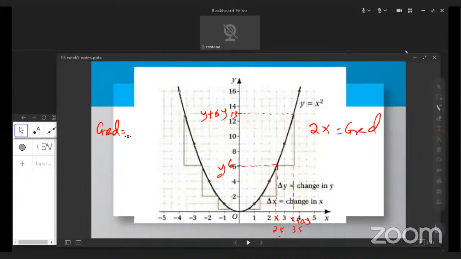The gradient is dy over dx, whereby I will get 13 minus 6 divided by 3.5 minus 2.5. And the answer will be 7 over 1, which is 7. Okay.